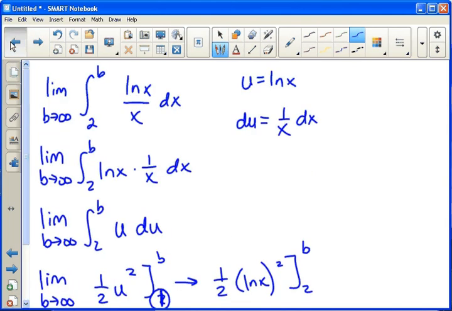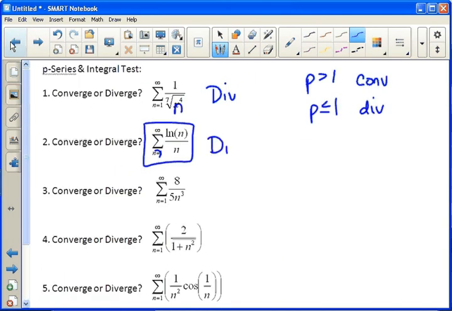Number 3 is a p-series, and we see that the power is 3. Since the power is bigger than 1, we know this one converges as a p-series.